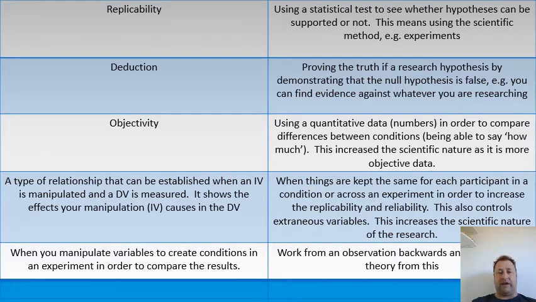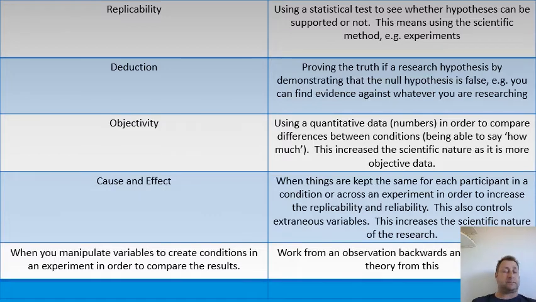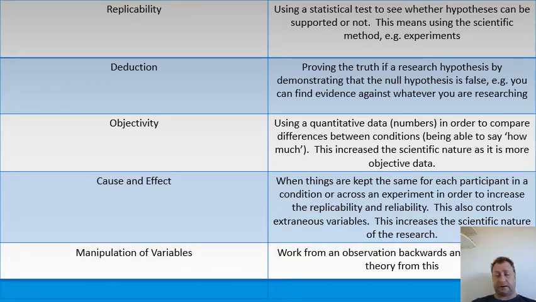Then a type of relationship that can be established when the IV is manipulated and the DV is measured. This is cause and effect. Probably the most important thing of a science. You've got to prove one thing causes the other. The next one is when you manipulate variables to create conditions in an experiment in order to get results. This is being able to manipulate variables. For example, you're doing Loftus and Palmer at the moment, or Grant. So manipulating the verb used, for example, in Loftus and Palmer, you have to be able to do that.